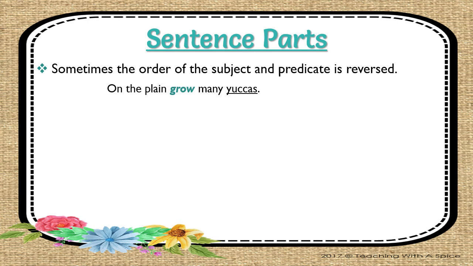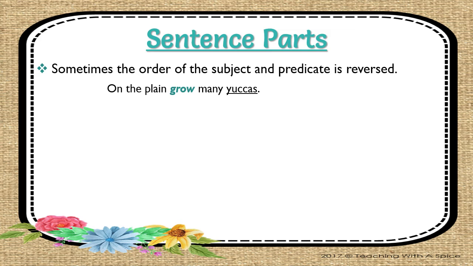On the plain grow many yuccas. Normally we have our subject, yuccas, first and our predicate, grow, second. But sometimes, for various reasons, it might be reversed and you have the predicate first and the subject second. So be on the lookout for when that happens.